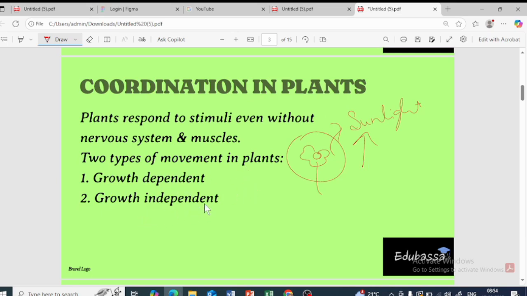One more is growth independent movement. Again, as the name itself says, it is the movement that takes place not because of the growth. So that is said to be growth independent movement. So there are two types of movement in plants: one is growth dependent movement and one more is growth independent movement.